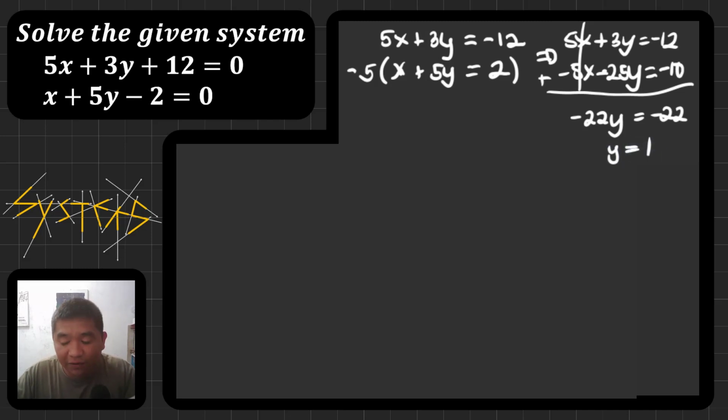This is now the value of y, which could satisfy both equations, but we need to have its partner. We're going to look for the value of x. We can use this y and substitute that in any of the two equations to get the value of x. But here's the hint and the suggestion I am going to give you.